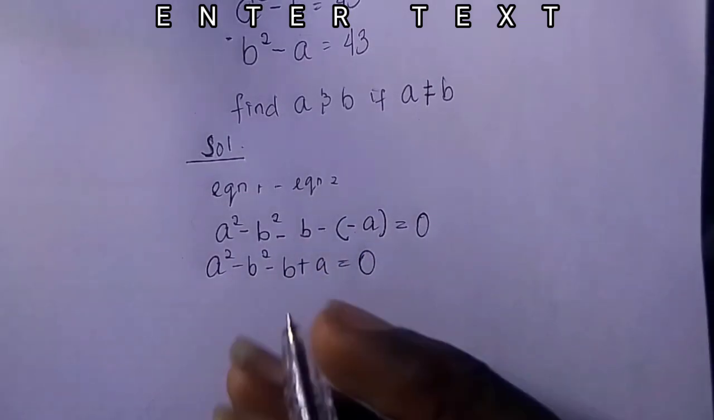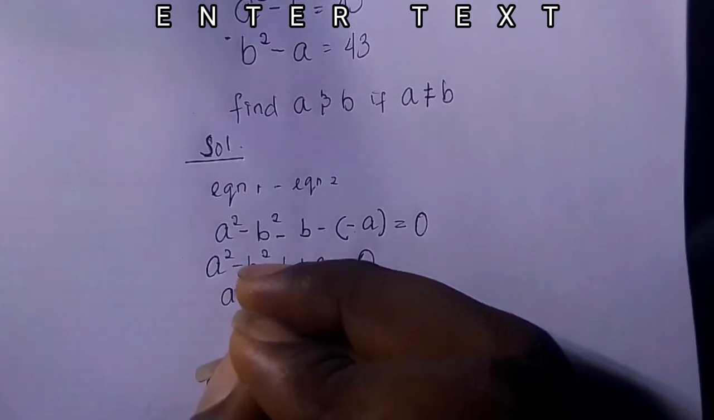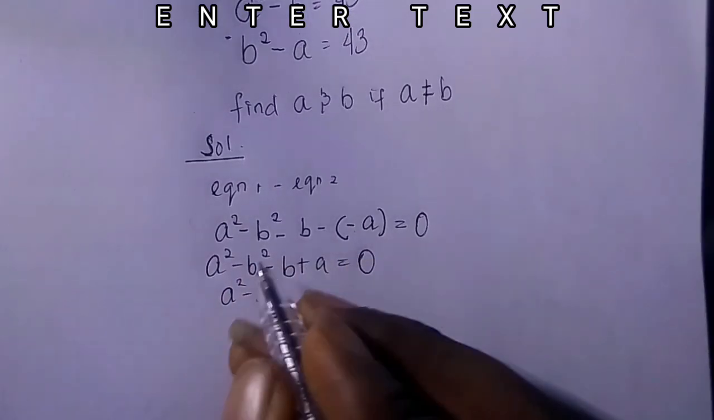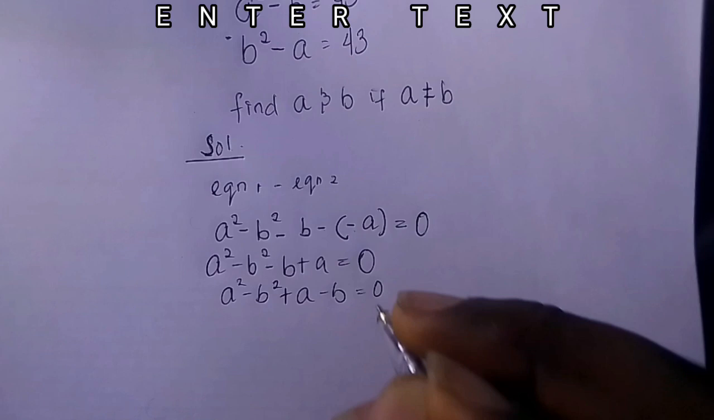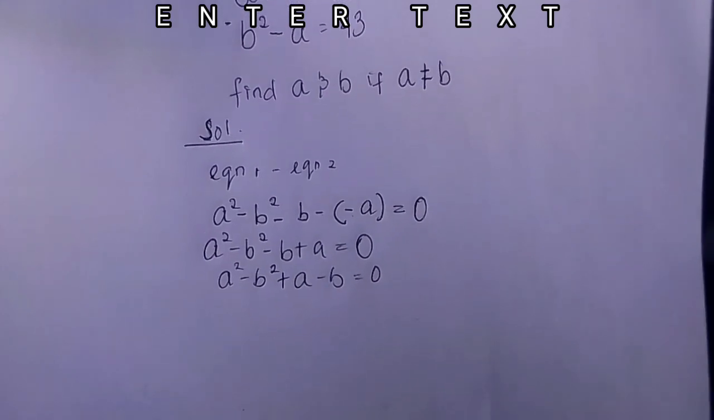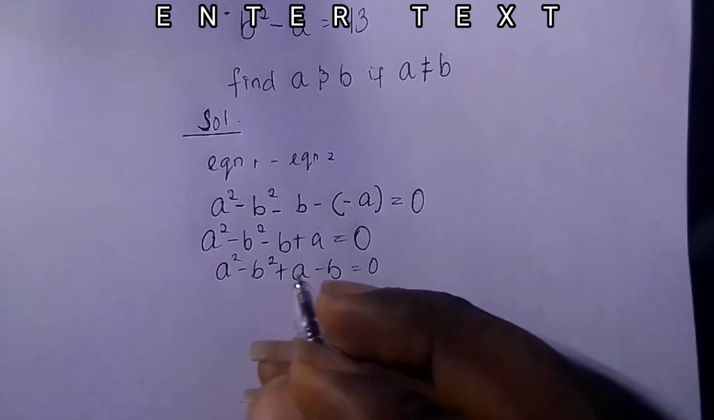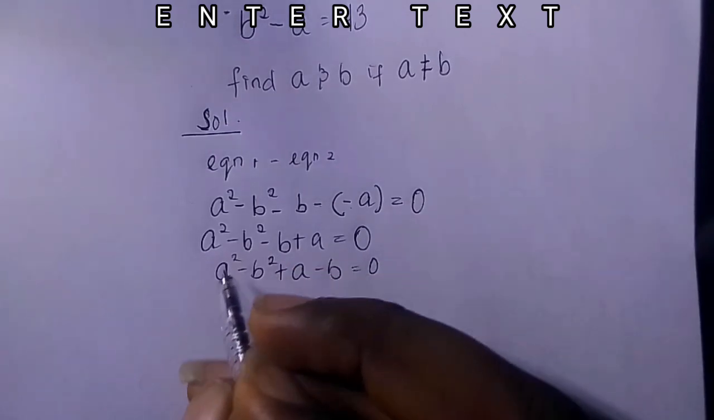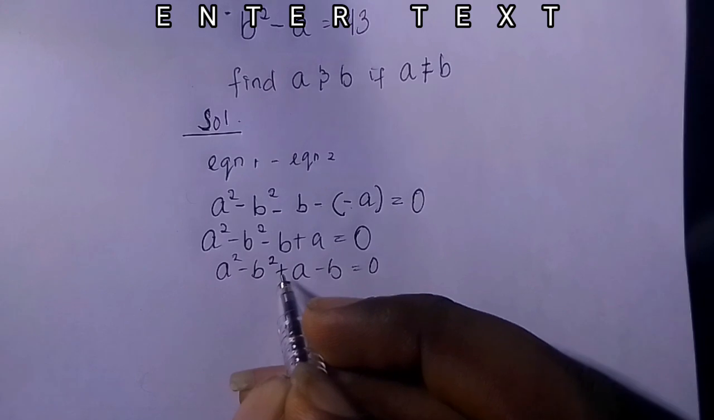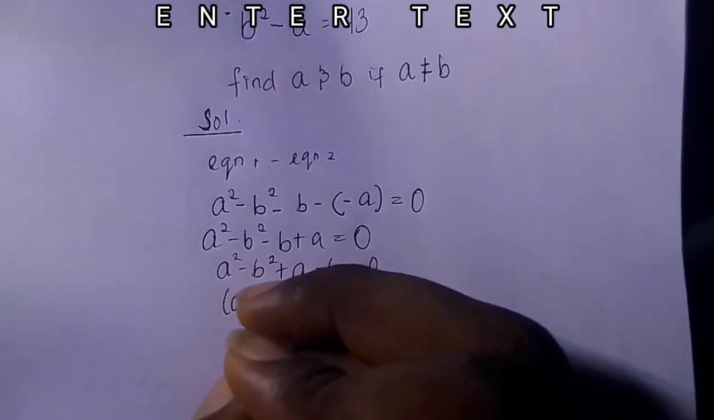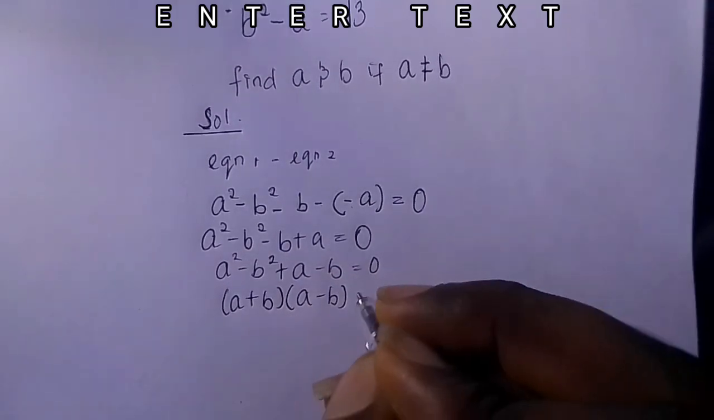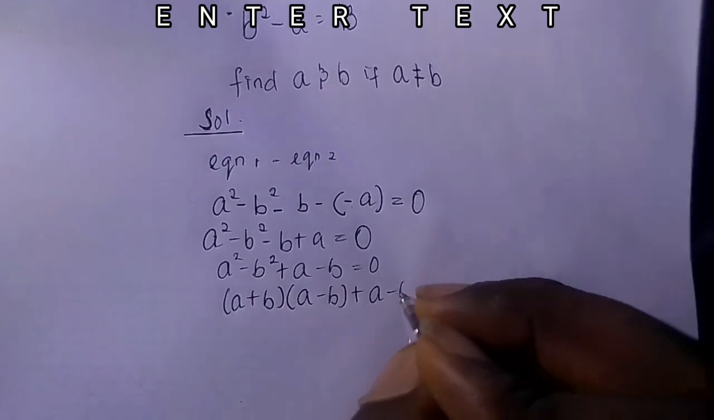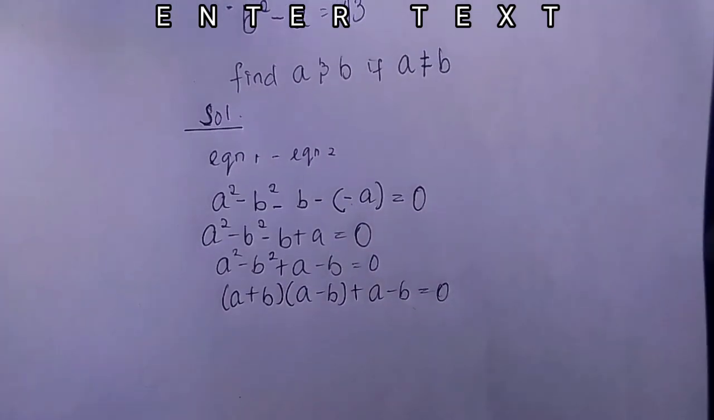So this can also be written as a squared minus b squared, minus b plus a can also be written as plus a minus b according to rearrangement. Just rearrange it a little bit, and from here we have a squared minus b squared plus a minus b, right? So from here we have difference of two squares. a squared minus b squared equals a plus b, a minus b, that's the difference of two squares, plus a minus b equals 0. So from here, what can you see?